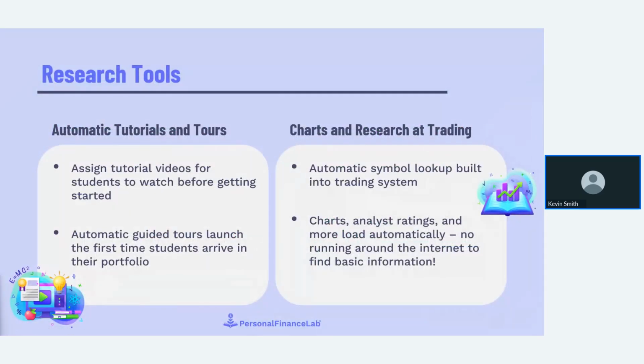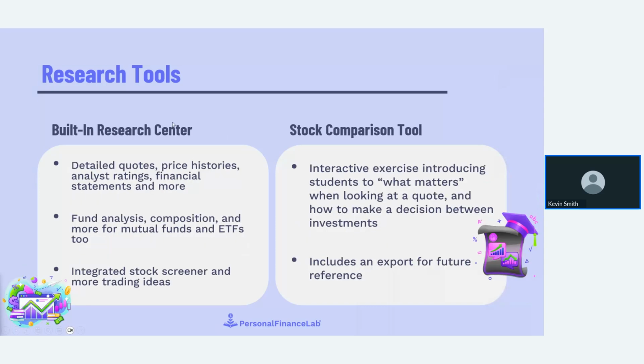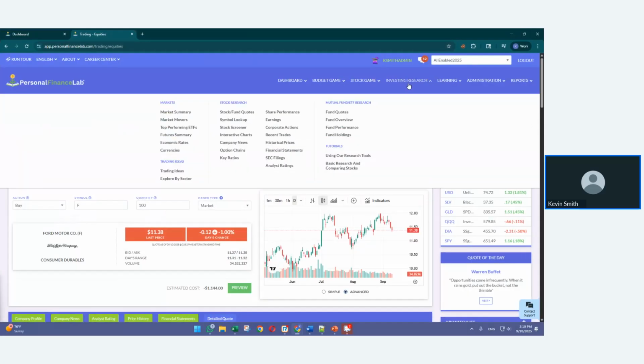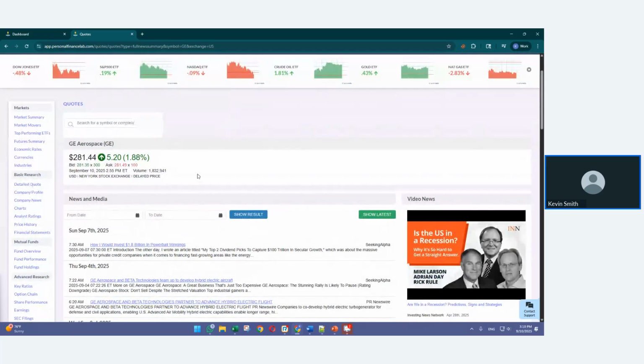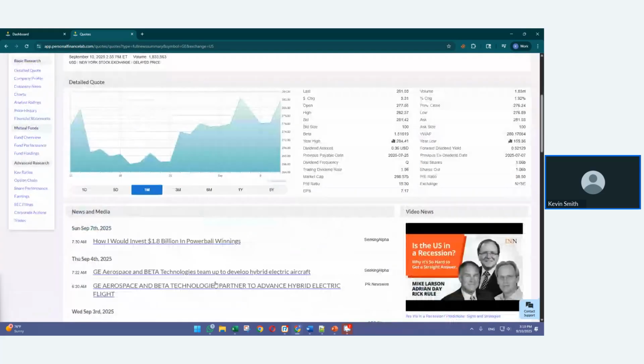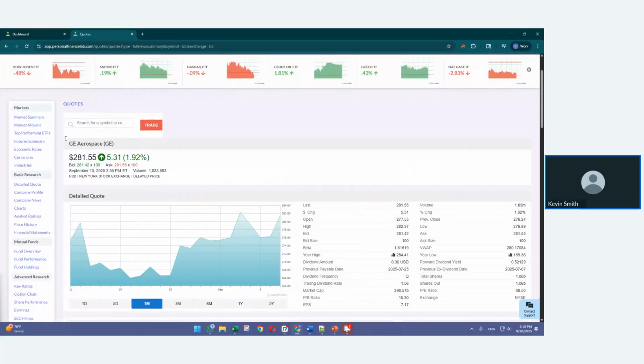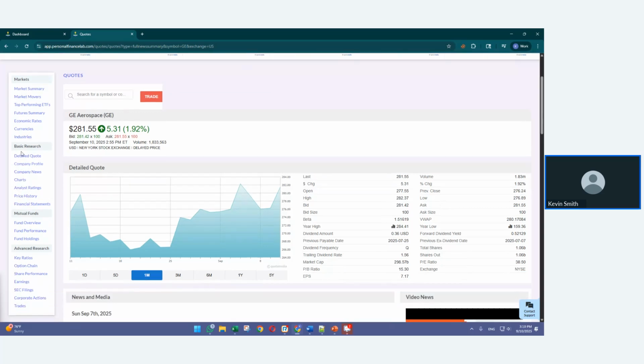which takes me to the next slide, actually, which is the research center itself. So the built-in research center, I just showed you one stock. But if you were to look at the investing research tab up here, we have more stuff about everything you could possibly need to know to make a trade as a beginner. So again, here we have the symbol lookup I was talking about. By default, I have GE Aerospace as our default here. Charts, news, PE ratios, all that kind of stuff. And I can go through a lot of other things in here too that weren't on the trading page. So accounting ratios, SEC filings.